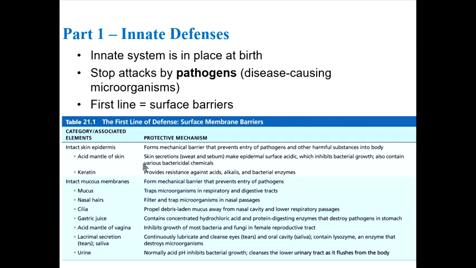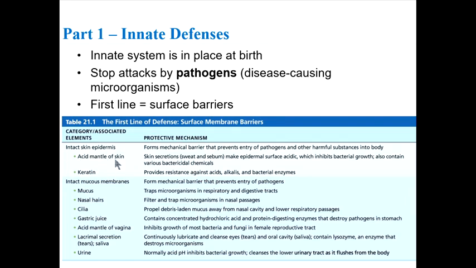Plus, sebaceous glands and sweat glands secrete onto the skin, making the surface acidic, which inhibits bacterial growth. And keratin, that protein that's prevalent in the skin, also provides resistance to bacteria as well.